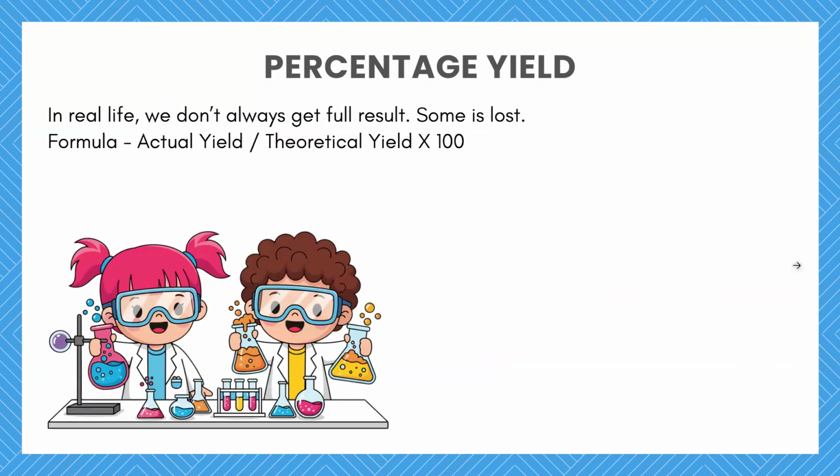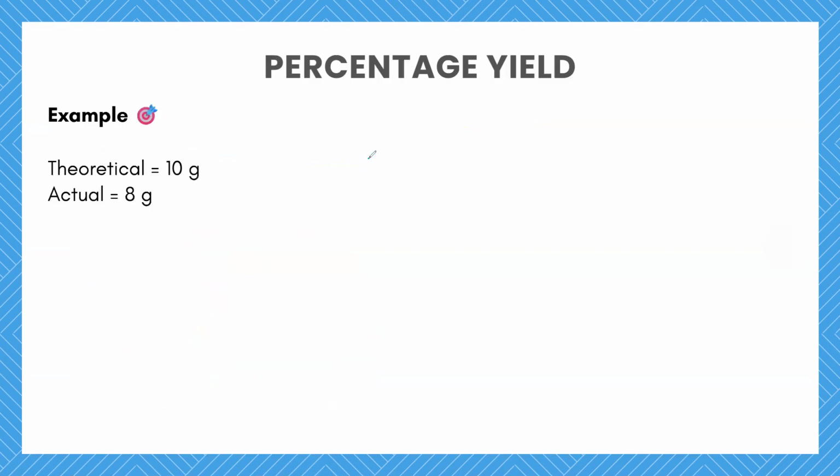So now that we know what the theoretical yield is, and we know what the actual yield is, it is very useful in calculating what the percentage yield of a chemical reaction is. You see, in real life, when we carry out real chemical reactions, we don't always get the full results. Some of the products are lost, and it's normal, okay, because no one is above mistake. No one is 100% perfect. So in order to get the percentage yield of a chemical reaction, we divide the actual yield by the theoretical yield and multiply it by 100. What do we mean? Well, let's go ahead and check out some questions.